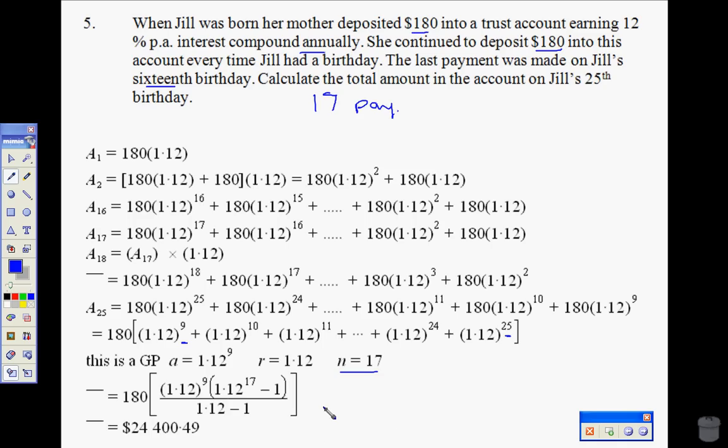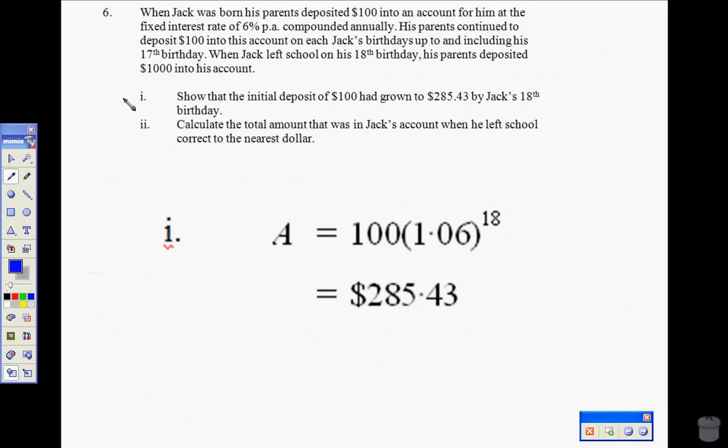This one's again a little bit out of the box. It's just a little bit different, so that you can't really apply a formula. You have to set up your pattern and understand exactly what's happening. Understand how many payments are put in, what the first term will be in this case, because it's a little bit different.